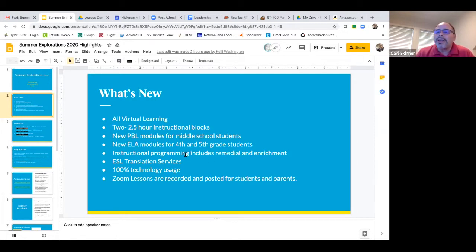We do have our EL translation services. Ms. Swampnan Kumar, along with our translators, are working with Ms. Washington to make sure the lessons are getting translated into the different languages they need. And the languages that we typically do are Urdu, Arabic, and Spanish. And again, everything's with technology, and the Zoom lessons are recorded and posted for the students and parents.